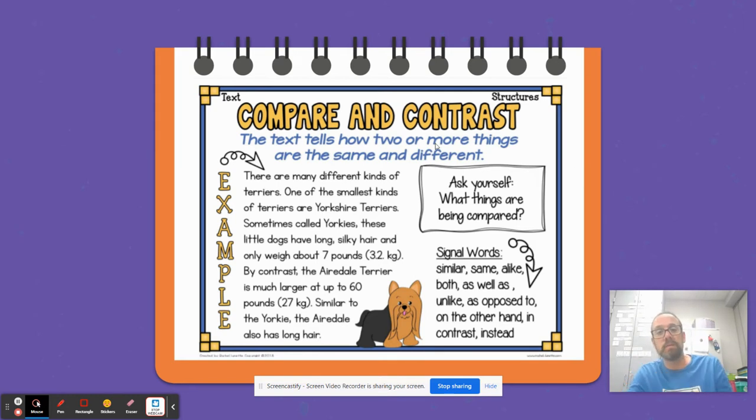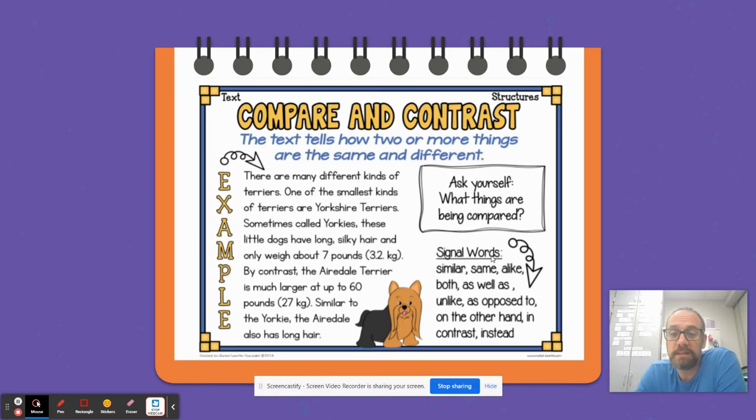It just means we're comparing two or more things, and we're looking at how they are the same and how they are different. Some things that we might see in these types of text structures are words like similar, same, alike, both, as well as. Those are similarities. Unlike, as opposed to, on the other hand, in contrast, instead. These can be signal words that we're going to compare and contrast.